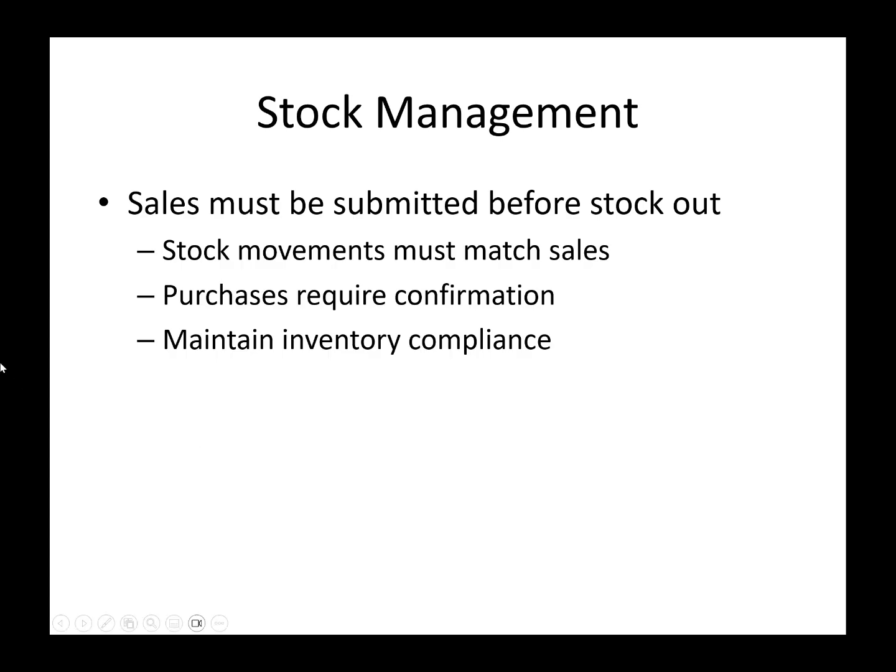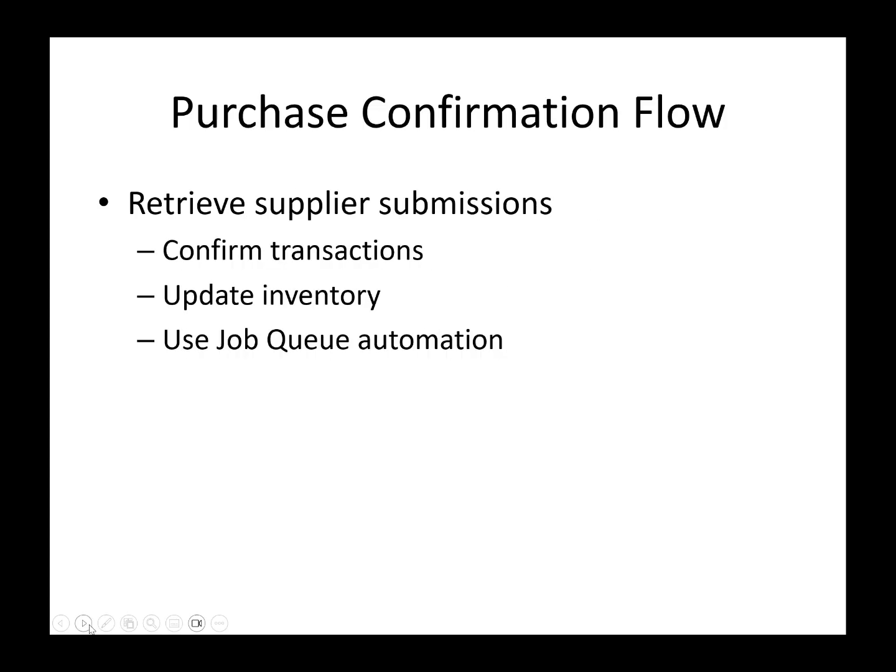So the purchase confirmation flow, that is, we need to get purchases from our specific vendors, where we retrieve supplier submissions, we confirm the transaction, and then it updates the inventory by receiving the items through the purchases. So we have an automation here. We use a job queue to get purchases as specified. It depends on your organization. If your organization handles bulk, the job queue needs to be running frequently. It depends on your operation.